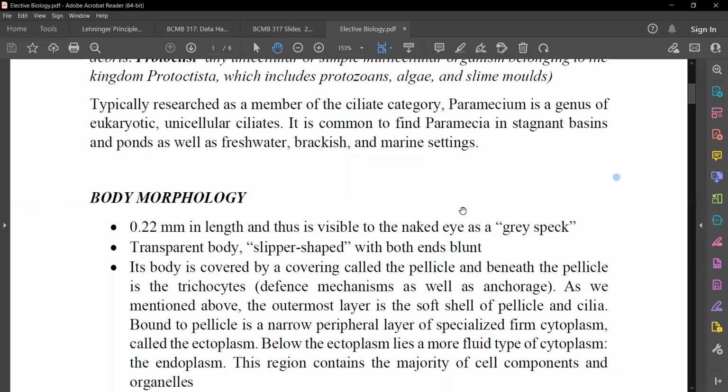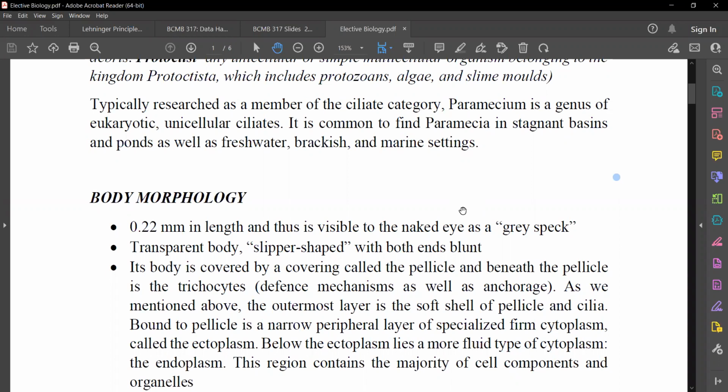But if you view them under microscopes, they are mostly slipper shaped, and the length is about 0.22 mm. So that's very, very small. It's lesser than 1 millimeter. So most of the time, these Paramecia are transparent, as point 2 says, transparent body, slipper shape with both ends blunt.